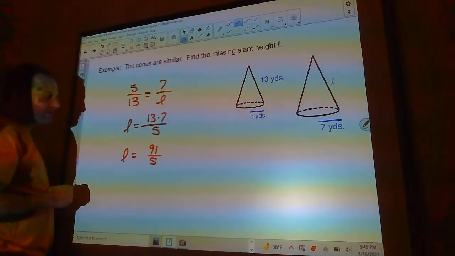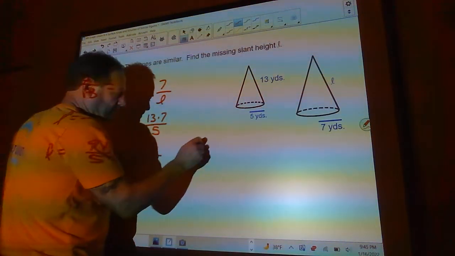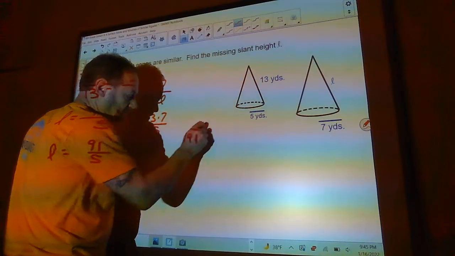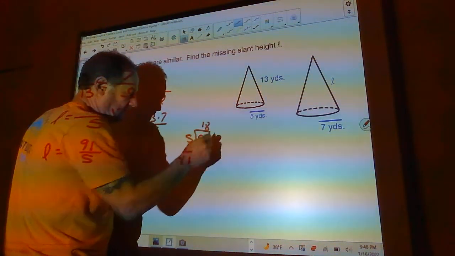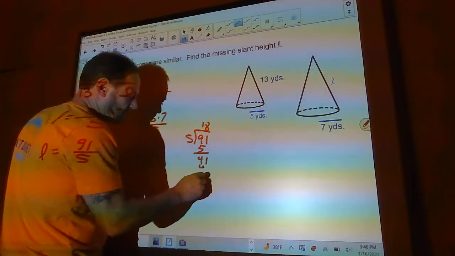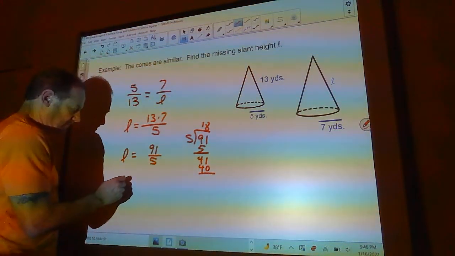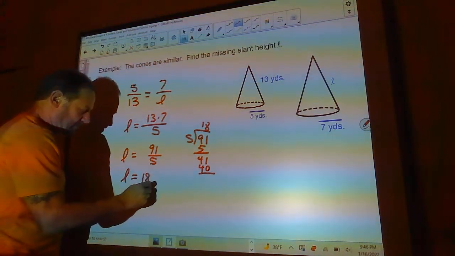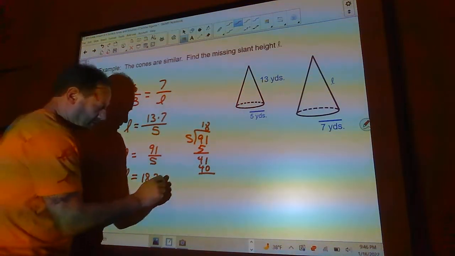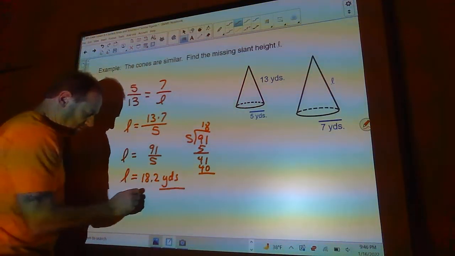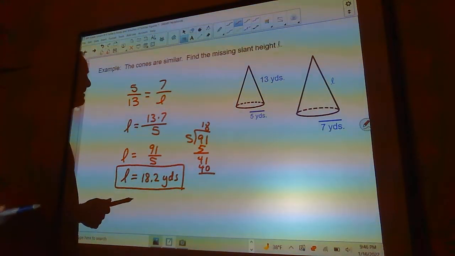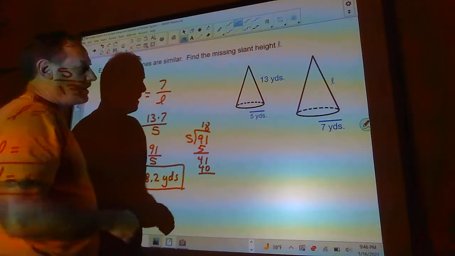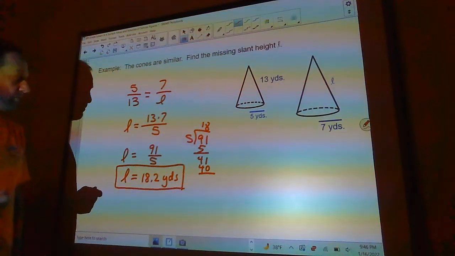So that goes in there. 18 and 1/5. So this is 18.2 yards. You could put 91/5 and it would be right. It's just not the best answer. Most people would rather talk about 18.2 yards.